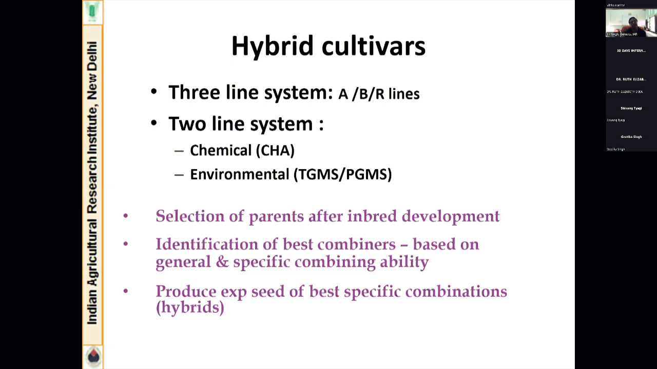So for development of hybrid cultivars, there are 2 terminologies: the 3-line system and the 2-line breeding system. In the 3-line breeding system, there are 3 parental lines, A, B, and R line. A is the male sterile line, B is the maintainer line, and R is the male parent. In the 2-line system, there are 2 parents only, male and female, and it uses a chemical method or environmental PGMS or TGMS system. Identification of best combiners is based on general and specific combining ability, and the experimental seed of the best specific combination, that is the hybrid, is used for evaluation.